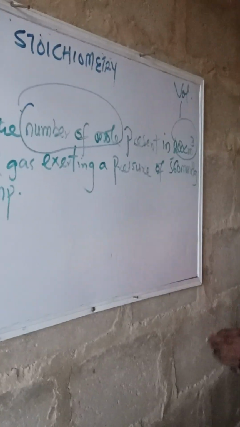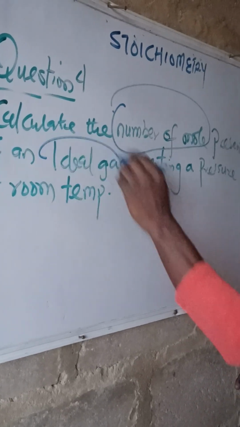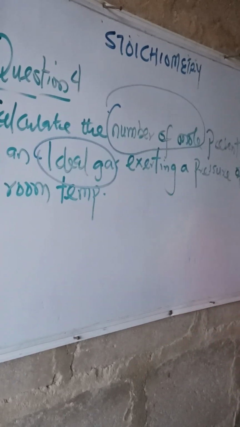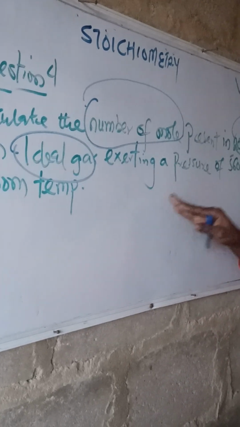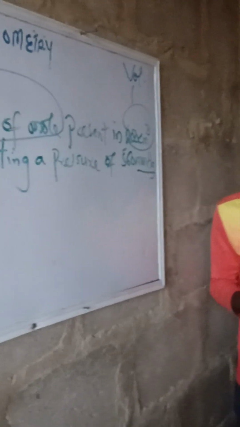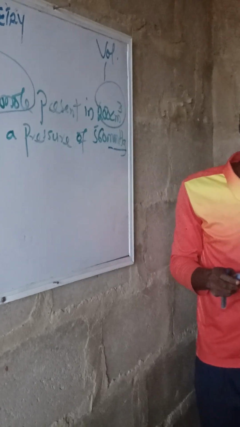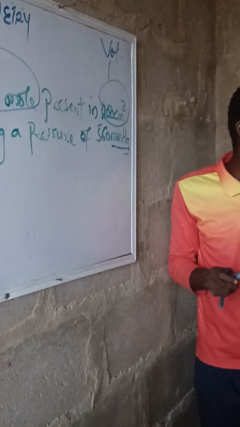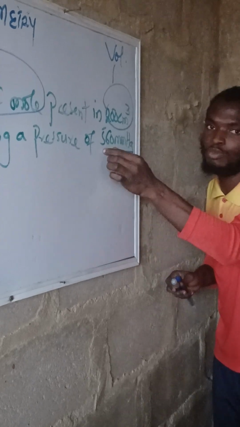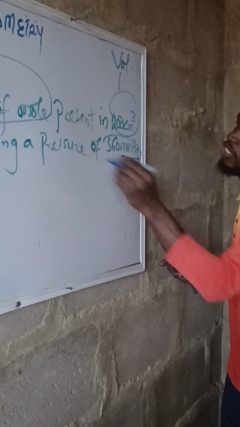We are given the volume of an ideal gas. Ideal gas. That means the question is related to an ideal gas. Are we together? Exerting a pressure. The unit for pressure is millimeter mercury, mmHg. Another unit is atm, atmosphere. Pressure can be in millimeter mercury or can be in atm. This is our pressure, right?